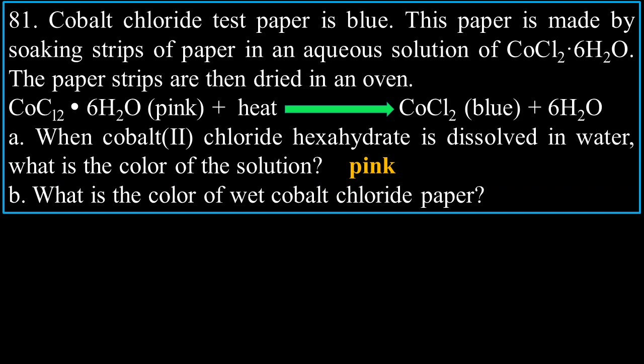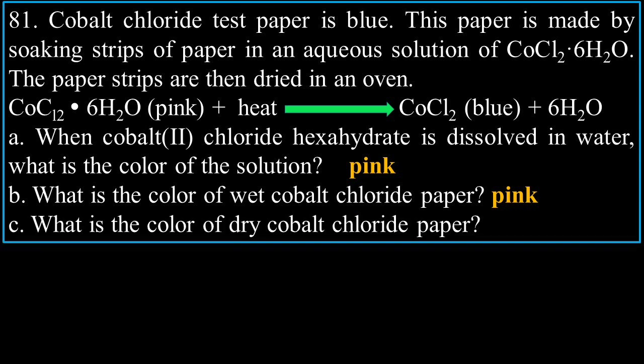What is the color of wet cobalt chloride paper? Well, if you look at A, you can see that it's pink. It turns pink when it's in the presence of water. So you can test for water using this kind of paper because the cobalt turns pink. What is the color of dry cobalt chloride paper?